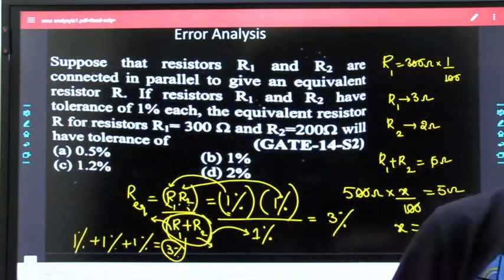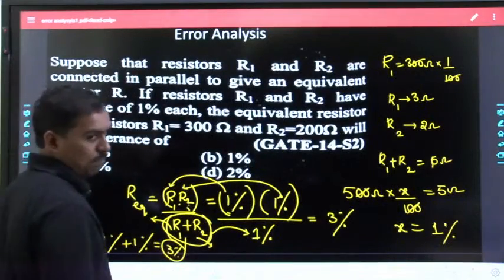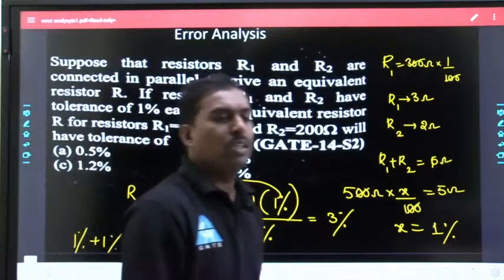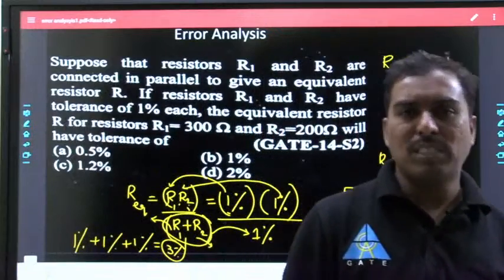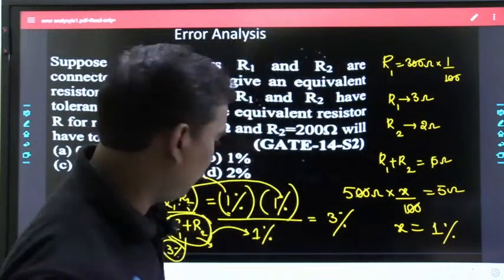Okay? Even though it's time taking, you have to follow this method only, especially for parallel combination. If it is a series combination R1 plus R2, directly you can take their absolute errors and add them.